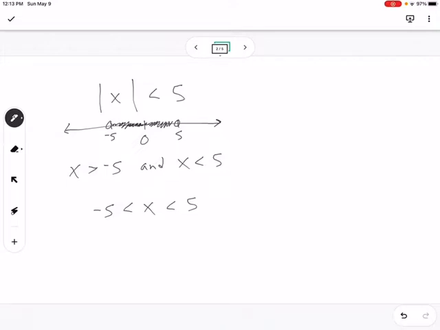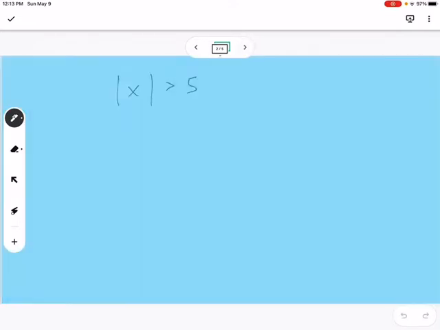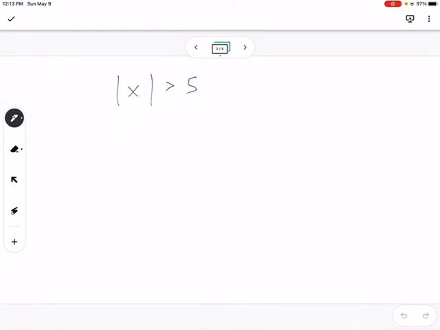Okay, so that's when we have a distance that's less than a certain number. Now what about a distance that's greater than a certain number? Well, you can probably see where this is going, but again, draw a number line to visualize. We know our boundary point is going to be 5 and negative 5. Now we're looking for all numbers that are more than 5 from 0. Well, those are all the numbers out here and forever, and all the numbers out here and forever.